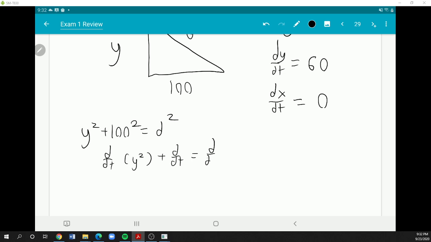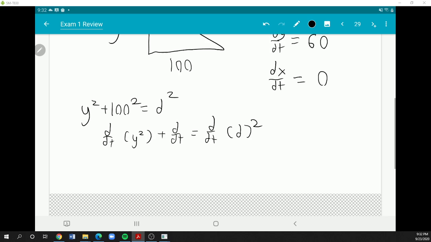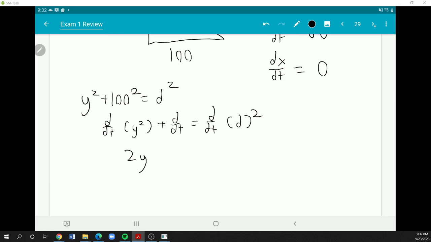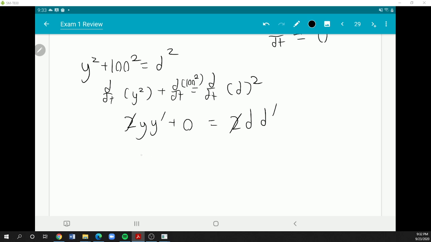This is kind of the problem you run into when you use d, is now I'm taking dd/dt, which there's nothing inherently wrong with that, but it doesn't roll off the tongue very well. So 2y y prime plus 100 squared. 100 squared is a constant, so you get 0. Here you get 2d d prime. So I'm going to cancel the 2's. I have a 2 on both sides. Or I should write it y dy/dt equals d dd/dt.